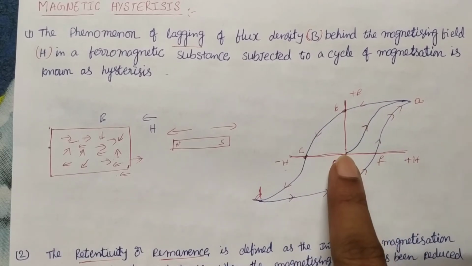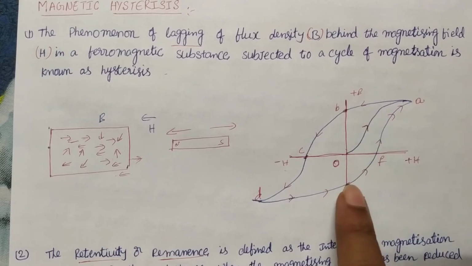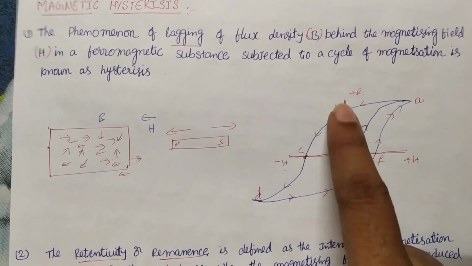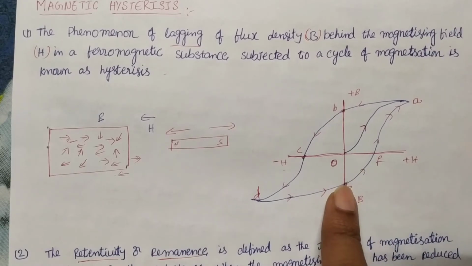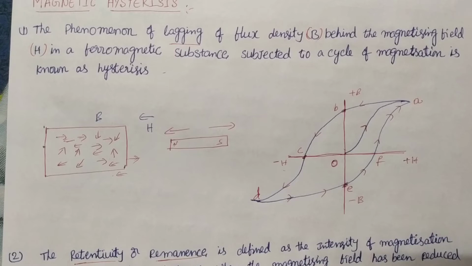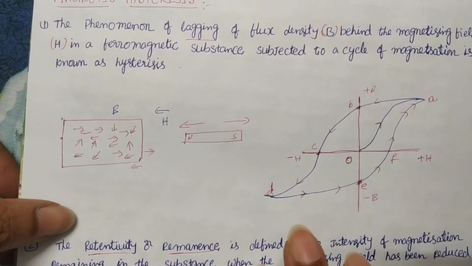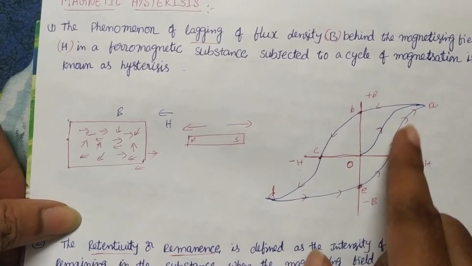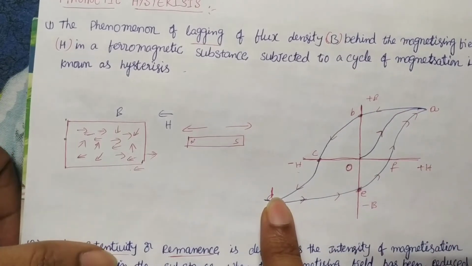So the initial field is not there, it starts with 0, but even when the field is 0 here in this case, and in these two cases also the field is 0, the field induced inside is not 0. It has some different value here. That is what we call hysteresis nature. Using this hysteresis curve, we can check the magnetic properties of a ferromagnetic substance.